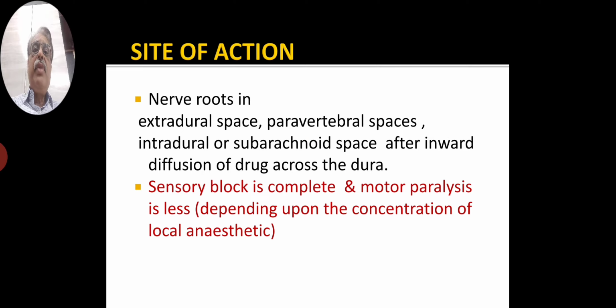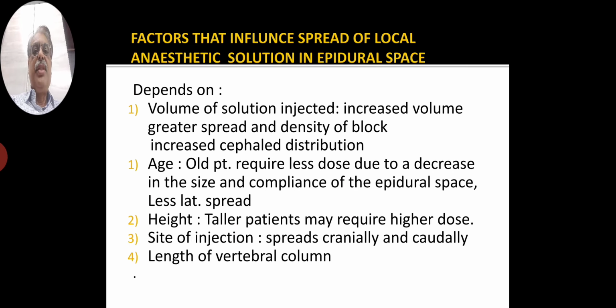Now the site of action of local anesthetic agent when it is given in epidural space. The drug acts on nerve roots in extradural spaces, nerve roots in paravertebral spaces, and intradural or subarachnoid space after inward diffusion of the drug across the dura. Sensory block is complete and motor paralysis is less. It depends upon the concentration of the local anesthetic agent.